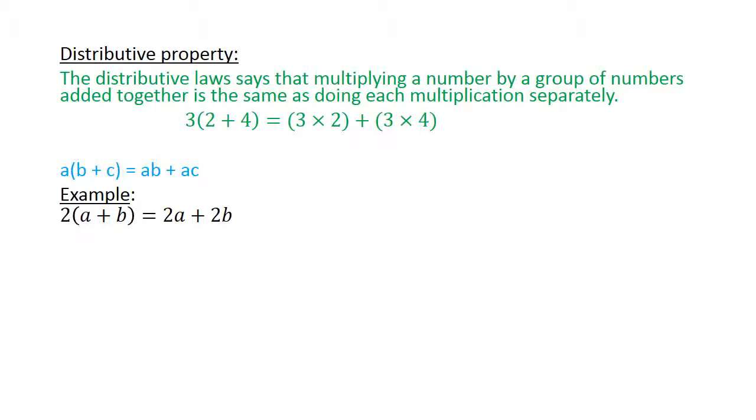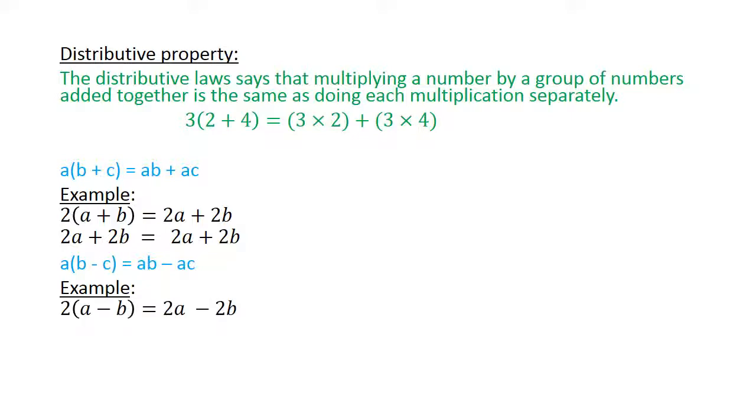Example, 2 in brackets A plus B equals 2A plus 2B. 2A plus 2B is equal to 2A plus 2B. You can also subtract. A in brackets B minus C is equal to AB minus AC. Example, 2 in brackets A minus B is equal to 2A minus 2B. We call it the fountain sums.